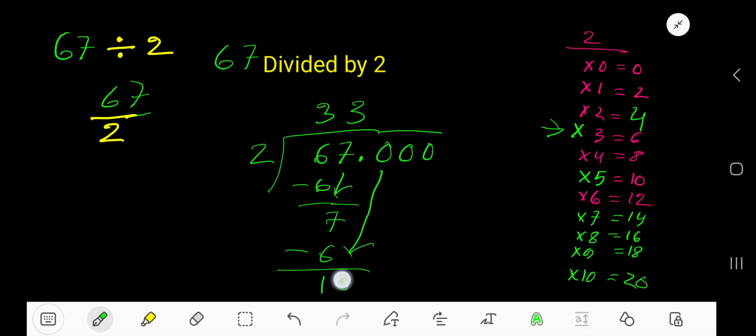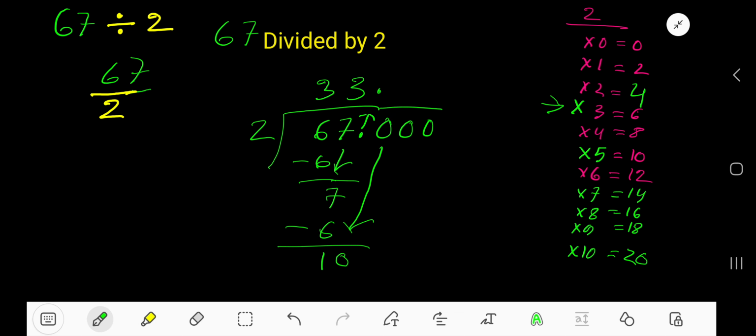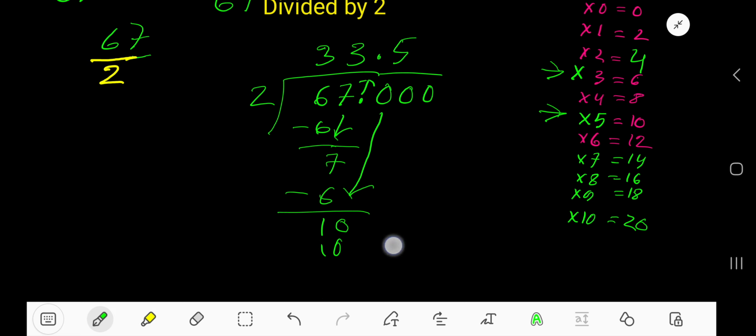Bring down the first 0. Before this 0, there is a decimal point, so this decimal point must come to the quotient directly. 2 goes into 10 how many times? Look, 5 times. Write 5, and 5 times 2, 10. And you are done.